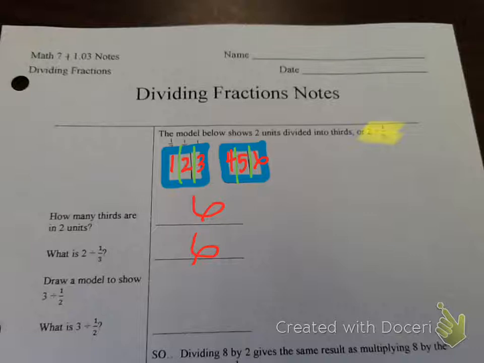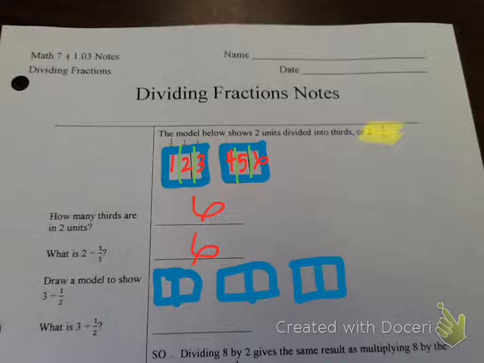Draw a model to show 3 divided by 1/2. So now we have 3 wholes and we're going to divide them in half. So how many pieces do we have? 1, 2, 3, 4, 5, 6. 3 divided by a half is 6.